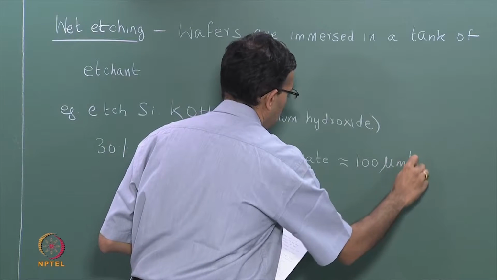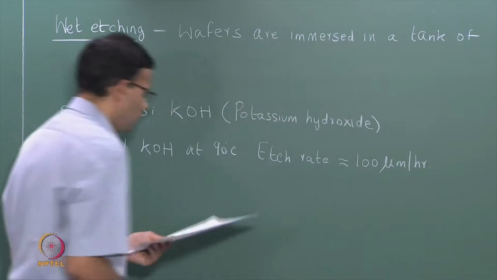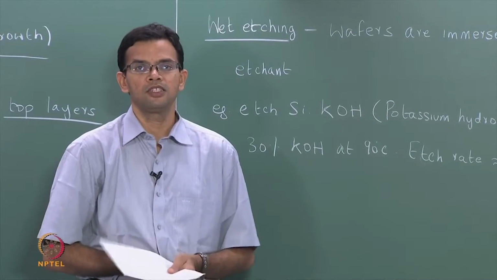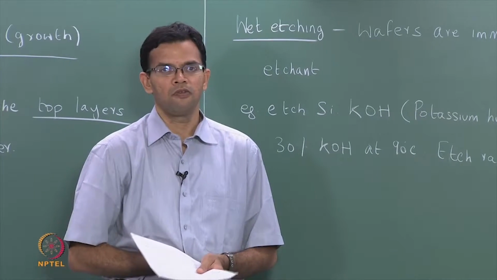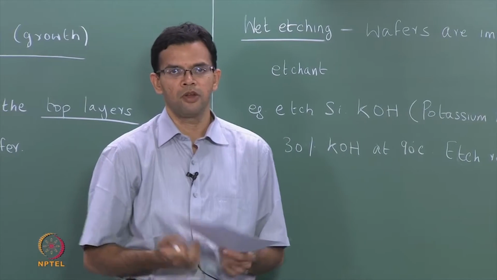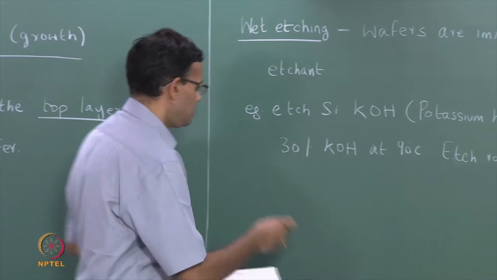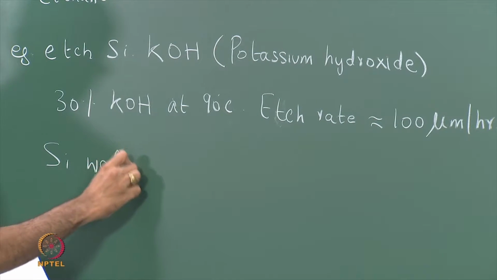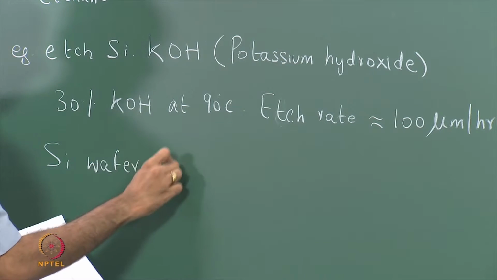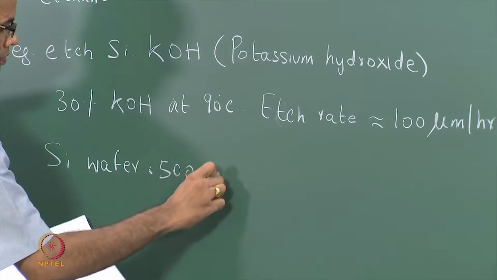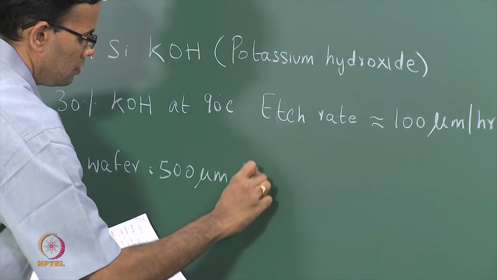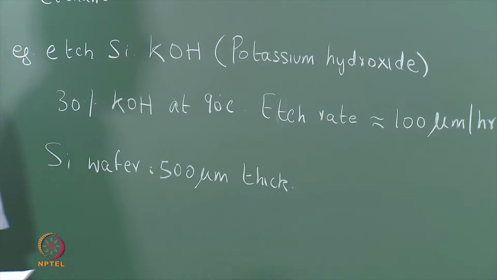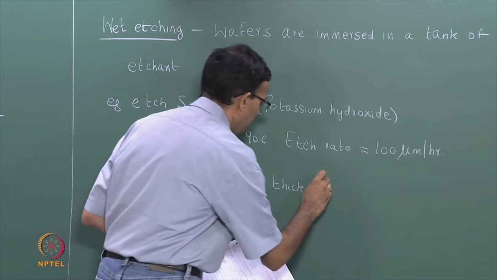100 micrometers per hour. So if you think about a silicon wafer, a typical thickness of a silicon wafer is around 500 micrometers or approximately 0.5 millimeters. So a silicon wafer that is 500 micrometers thick, you can etch through the entire wafer in approximately 5 hours.